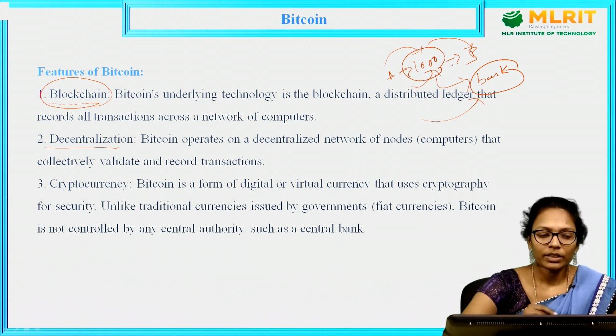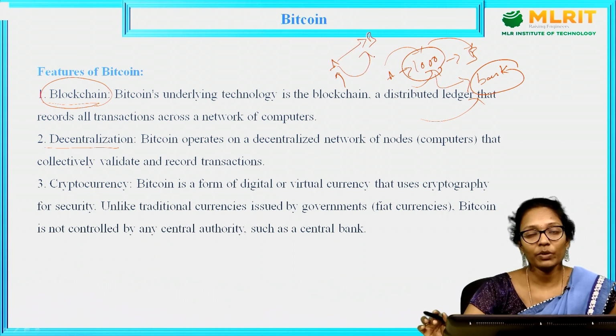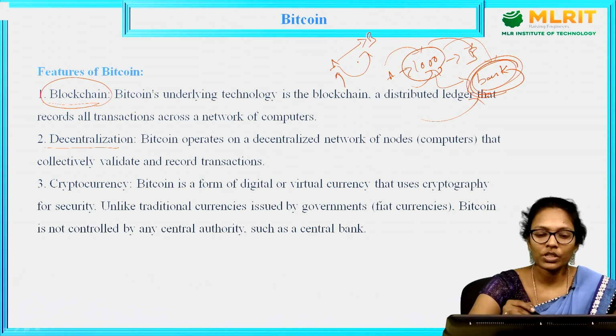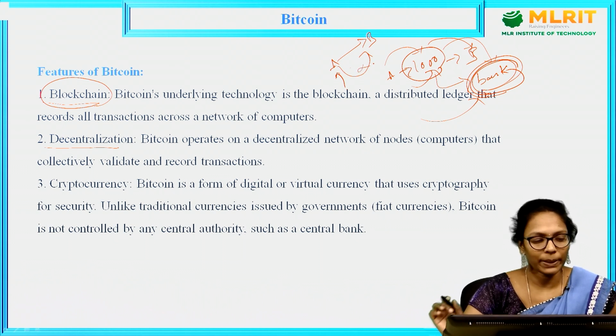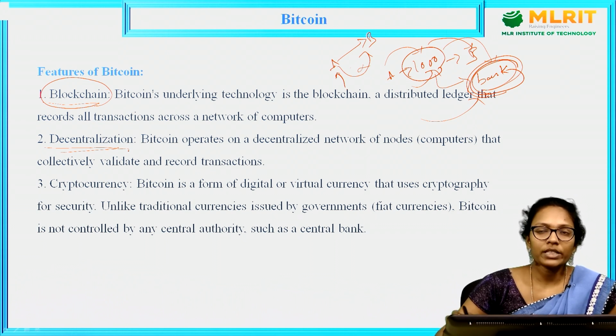But here there is no central authority to perform this. Automatically the program will check whether A has sufficient funds or not. If A has sufficient funds, then automatically the transfer will be done without the need of a middleman, that is, an intermediary. With a traditional currency, we use a bank as a middleman to perform this action. But in blockchain, in Bitcoin technology, you are not using any middleman. Automatically you are transferring the amount from A to B. That is nothing but decentralization. There is no central authority to monitor this transaction.